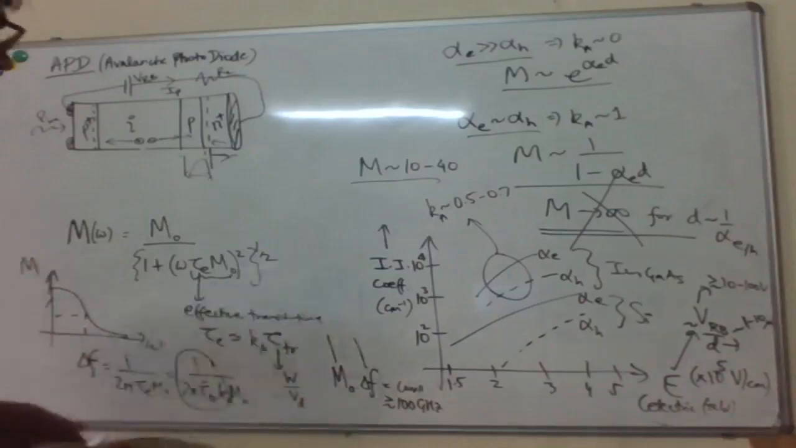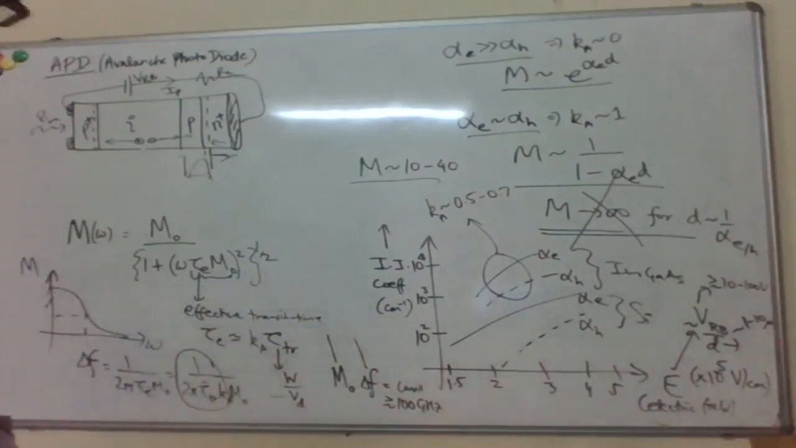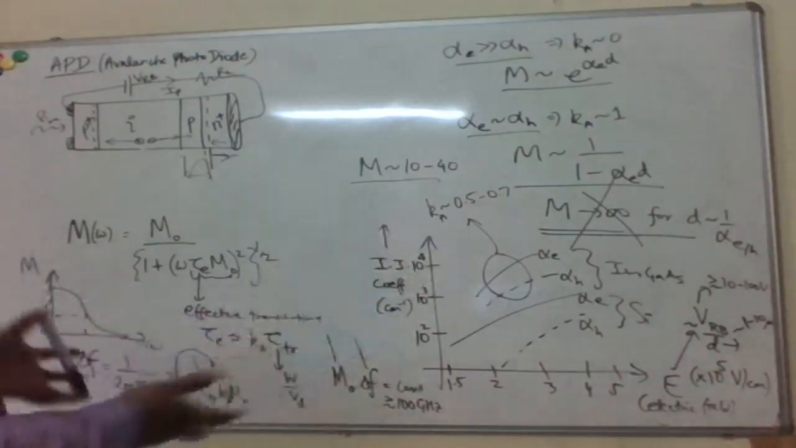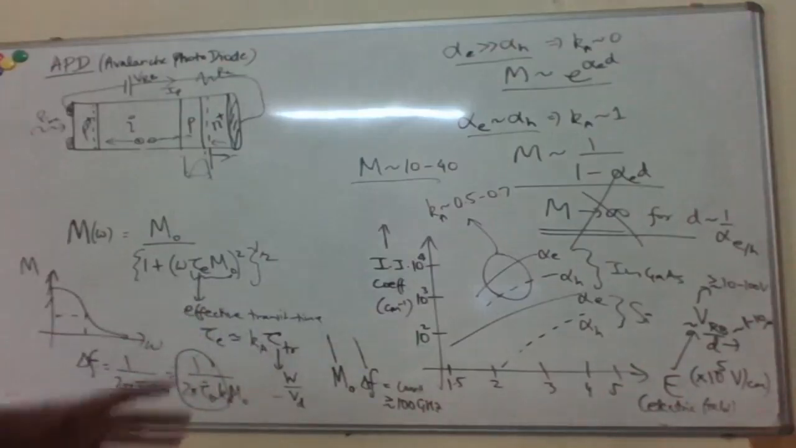Okay, we've exceeded time already, so we'll stop here. Any questions? So today we discussed the basic construction and the characteristics, like responsivity and bandwidth, for the two main types of detectors used, pin photodiodes and avalanche photodiodes.